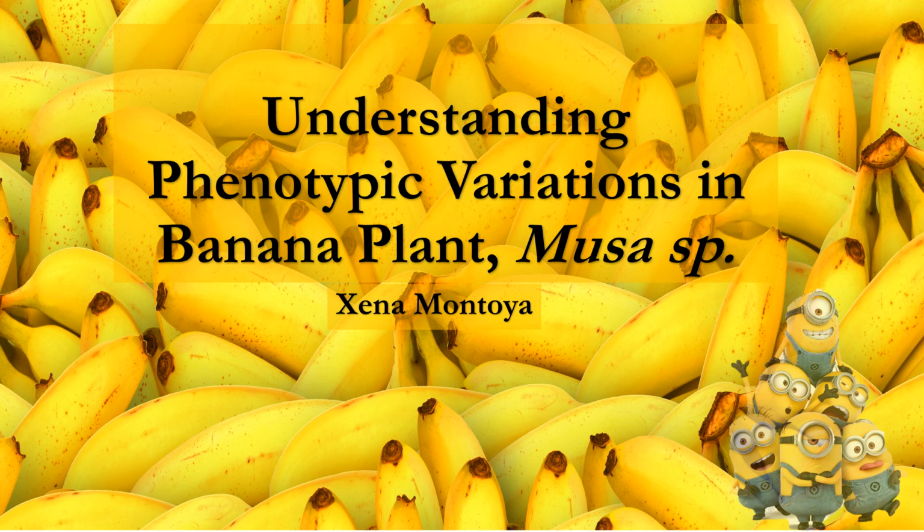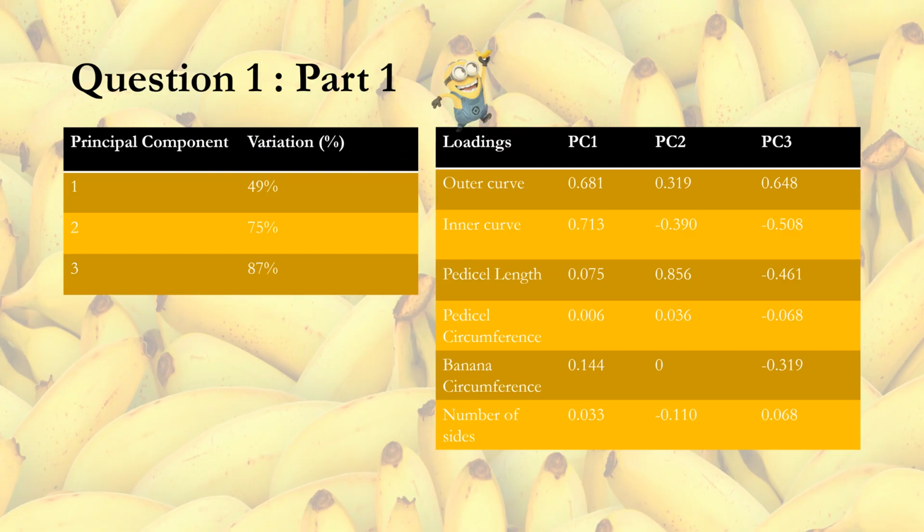So this presentation is basically about understanding the phenotypic variations that can be observed in banana plant or Musa sp. Here in the first slide, I have generated a principal component analysis on the different variables in my data. These are the outer curve, the inner curve, the pedicel length, the pedicel circumference, banana circumference, and the number of sides. On the left side here, I have the first three principal components and its cumulative variation of 87%.